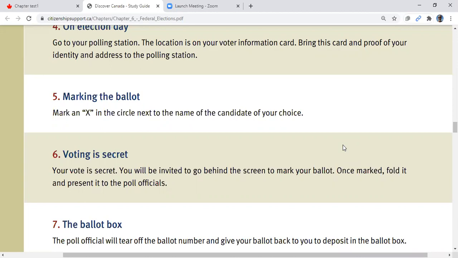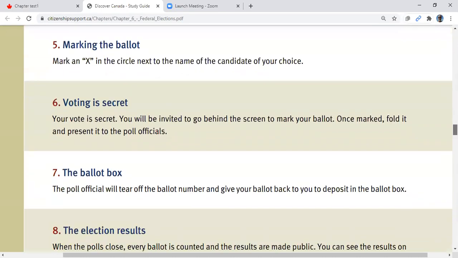Your vote is secret. You will be invited to go behind the screen to mark your ballot. Once marked, fold it and present it to the poll officials. Yeah, very good. So nobody can see who you voted for. It's a secret. You go behind a screen so nobody can see you vote. And then when you're finished with your ballot, you fold it and you give it to the poll officials. So they're the people working at the polling station. Okay. So that's pretty straightforward.